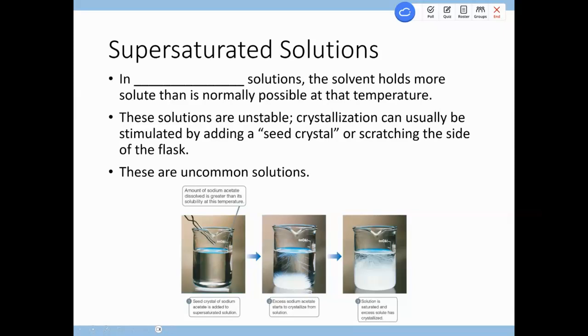Okay, so we have saturated solutions, which has the maximum amount of solute dissolved at a certain temperature. Unsaturated would be any less than the solubility. But it is possible to also form supersaturated solutions. And in a supersaturated solution, the solvent is holding more solute than is normally possible at that temperature.